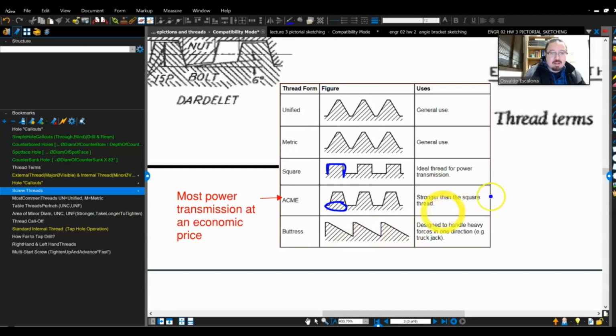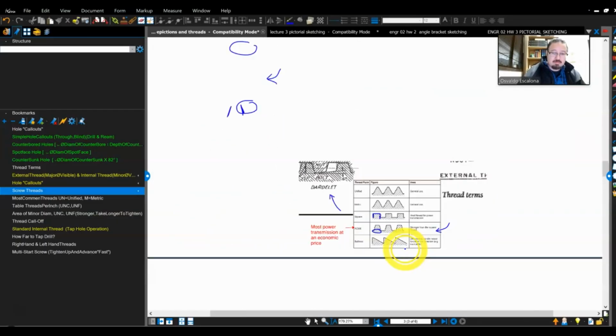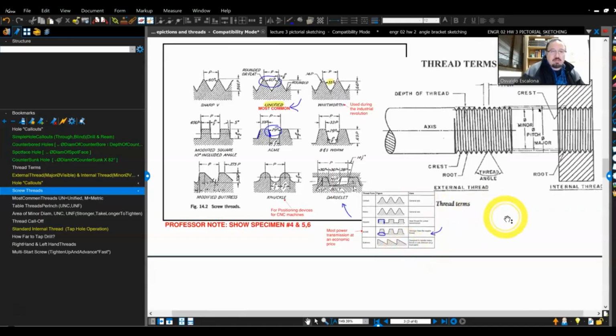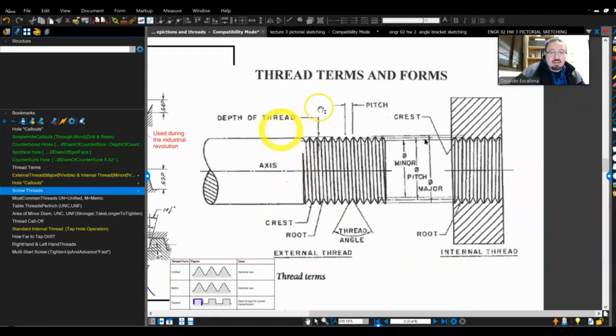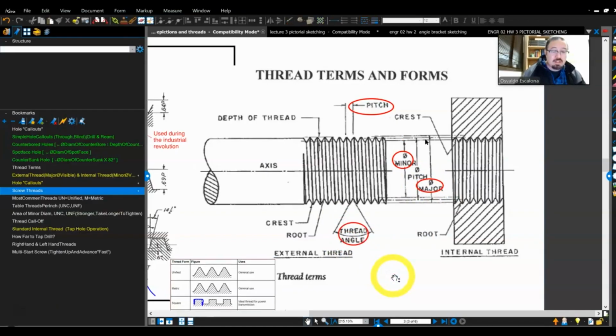Okay. You guys could actually look at the different types of forms. You have the sketches on the top, and again, you also have the use. But we are going to focus on the Unified National because it's the one that you see all the time. We kind of already started talking about the terms, but if I were to tell you what you should remember: you should remember what the pitch is, the minor diameter, the major diameter, and that the thread angle is 60 degrees for the Unified National.